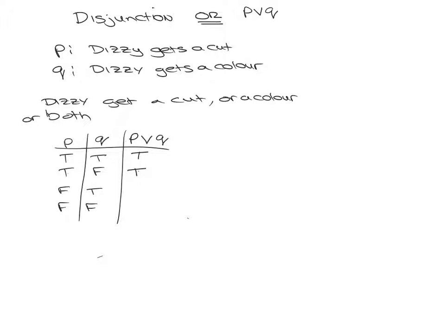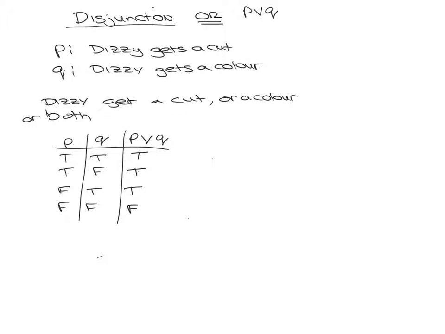It doesn't matter that Q is false because it's an or. In the third line, because Q is true, the disjunction is true. But finally, because they are both false and neither one of them is true, now the disjunction is false.